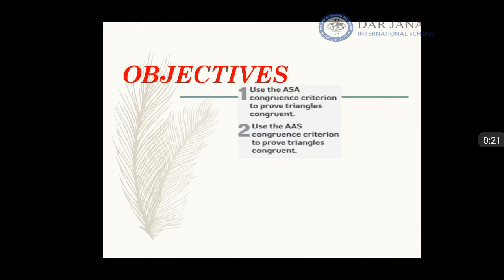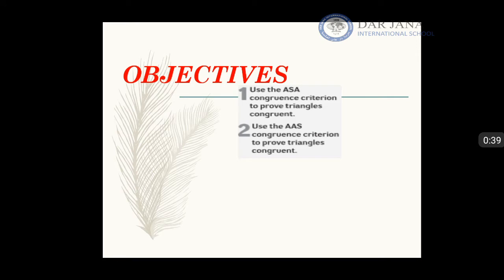So let's first identify the objectives of this lesson. By the end of this lesson, you will be able to: Number 1, use the ASA congruence criterion to prove triangles congruent. Number 2, use the AAS congruence criterion to prove triangles congruent.